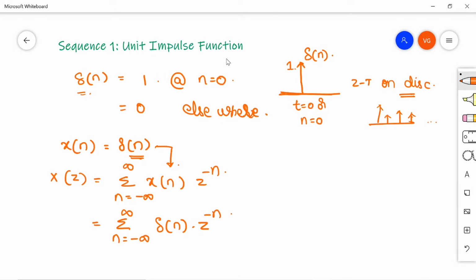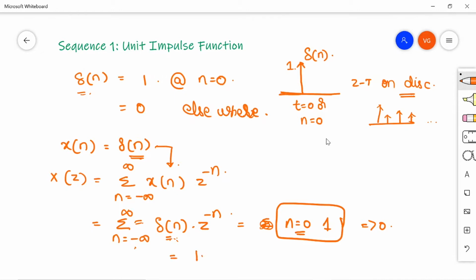If you see here, this summation is defined from minus infinity to infinity. But coming to the definition of del of n, it is defined only at n is equal to 0. Elsewhere it is 0. So the summation can be reduced here like this. The value of del of n is 1 when n is equal to 0. Elsewhere it is 0. So the del of n value is 1 here.